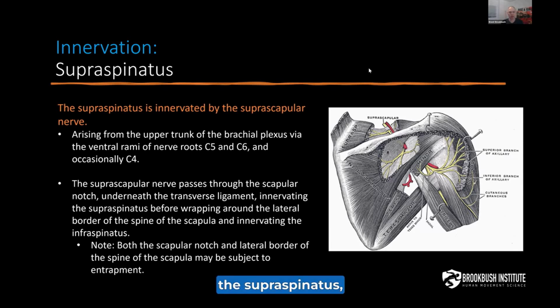Once it goes underneath the supraspinatus, it travels around the spine of the scapula laterally, and then connects into the infraspinatus, right? So you can imagine that pathway of that nerve, as you can see in that picture. And both the suprascapular notch and where it wraps around the spine of the scapula are places where you may have some nerve impingement, although it is pretty rare.